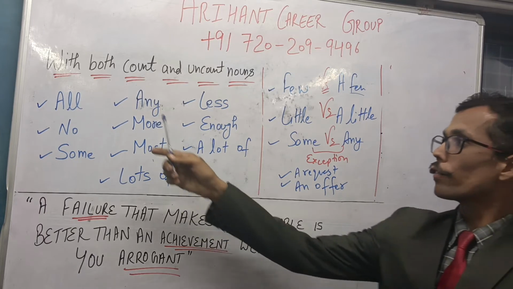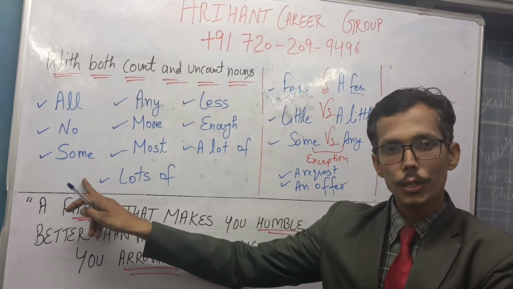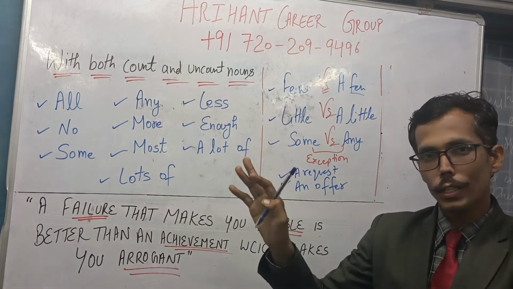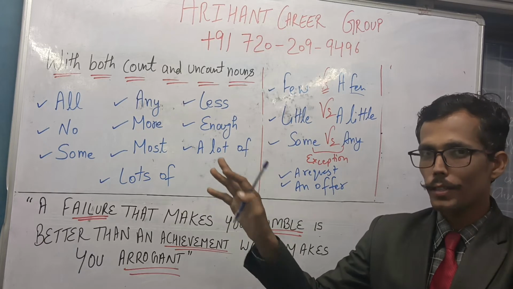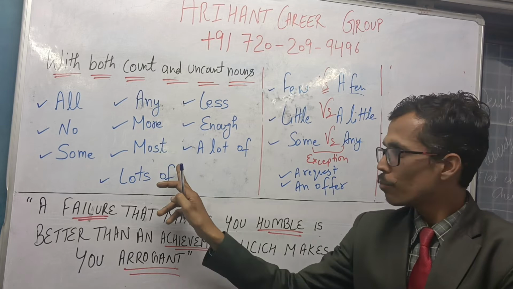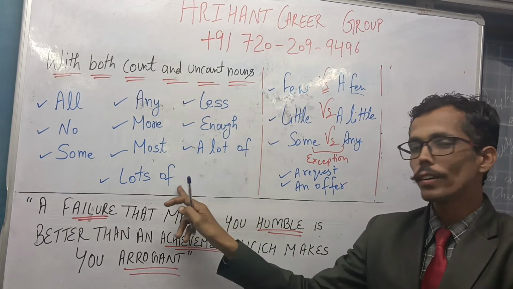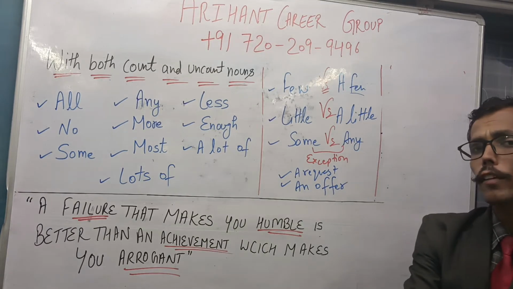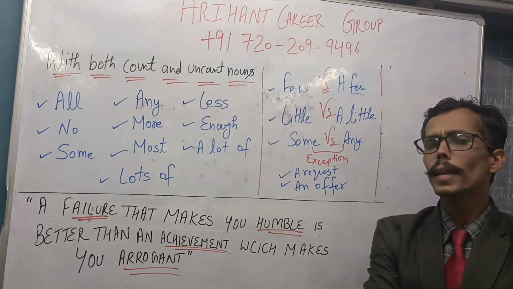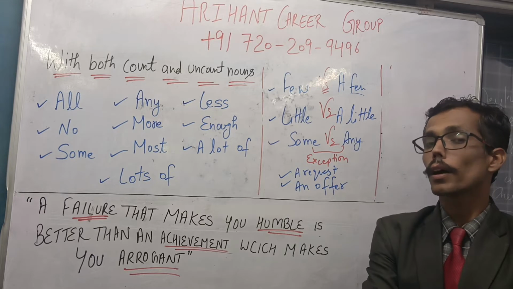So, the list of the quantifiers includes all, no, some, any, more. I shall be discussing with you a few examples later on. Let us continue with this list of the words. More, most, less, enough, a lot of, lots of. So, if you are reading newspaper or you are going through a book, you must have noticed a few of the words that I have discussed right now.